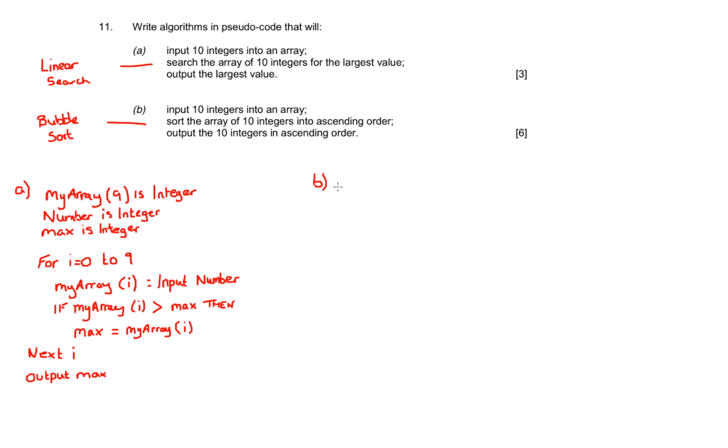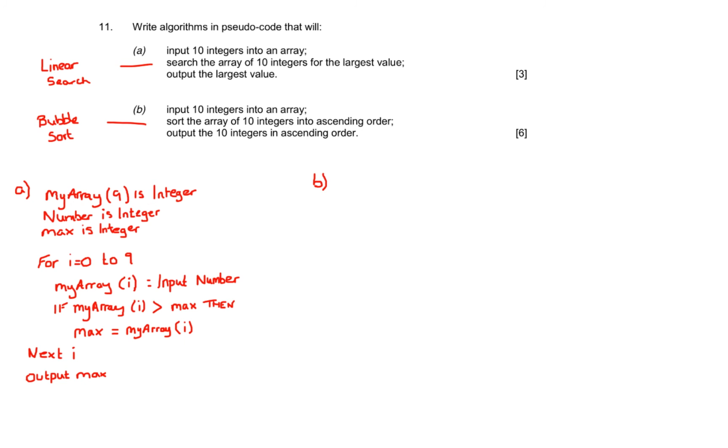The 3 marks for this question come from successfully adding 10 inputs into the array, correct control structure of repetition using a loop, and identifying using selection and outputting the largest value. And that gets you 3 marks for this question.